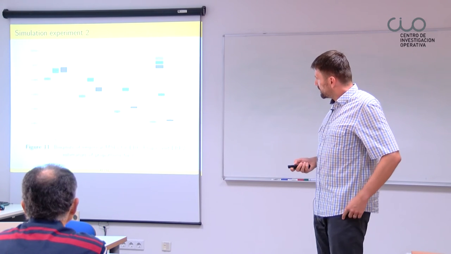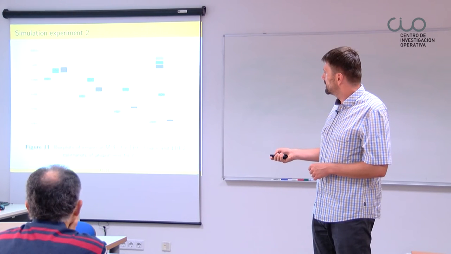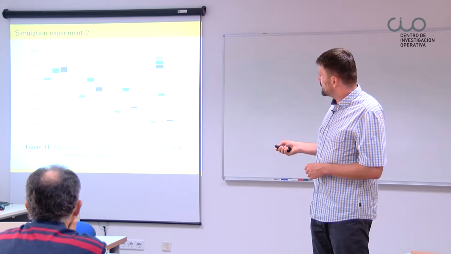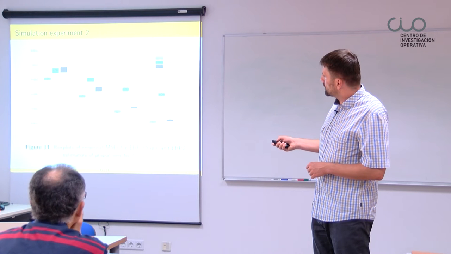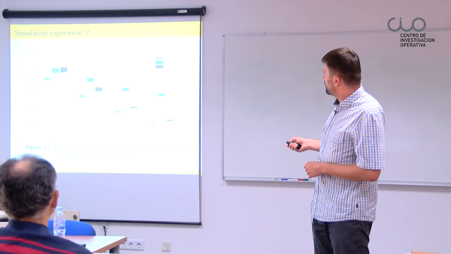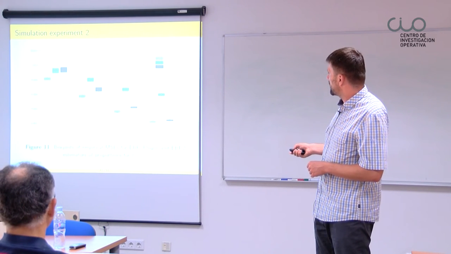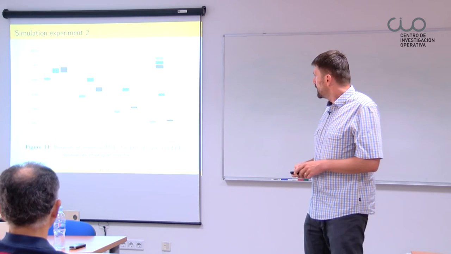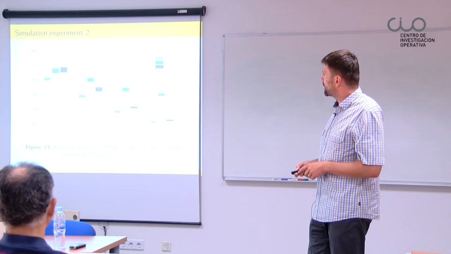Concerning the mean square error of the estimators, the same setup with box plots over areas, 10, 20, 40, and 80 observations. We can see that in all cases the empirical best predictor is the best one in terms of error, and the plug-in is doing worse. As expected, you can see the error of the empirical best predictor, and we can see the error of the plug-in. So we gain something by introducing this into the prediction methodology.